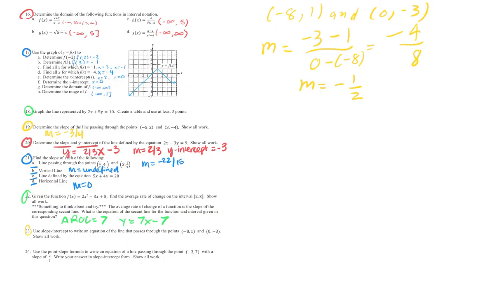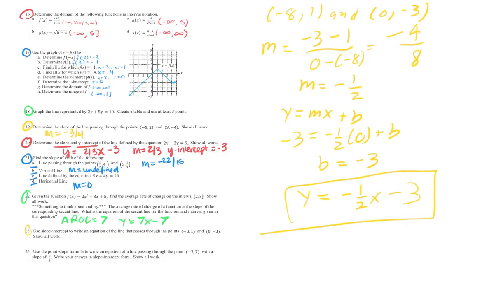Now that we have our slope, we can write our equation. Slope-intercept form is y equals mx plus b. We know our m, and we know an x and a y point, so we can plug those in to solve for b. I'm going to use (0, -3). So negative 3 is equal to negative 1/2 times 0 plus b, so b is equal to negative 3. Writing this equation out, we have y equals negative 1/2 x minus 3, and that is our slope-intercept form.